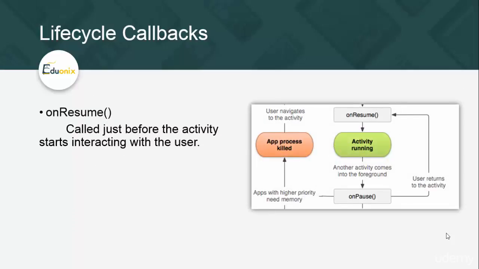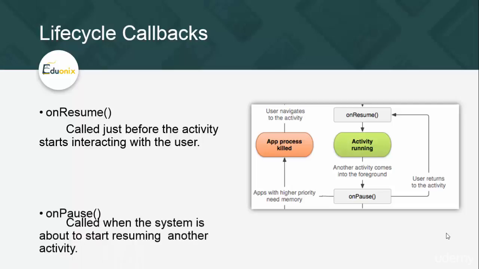OnResume. The onResume method is called just before the activity starts interacting with the user. At this point, the activity is at the top of the activity stack where the user input is going to it. This method is always followed by the onPause method.